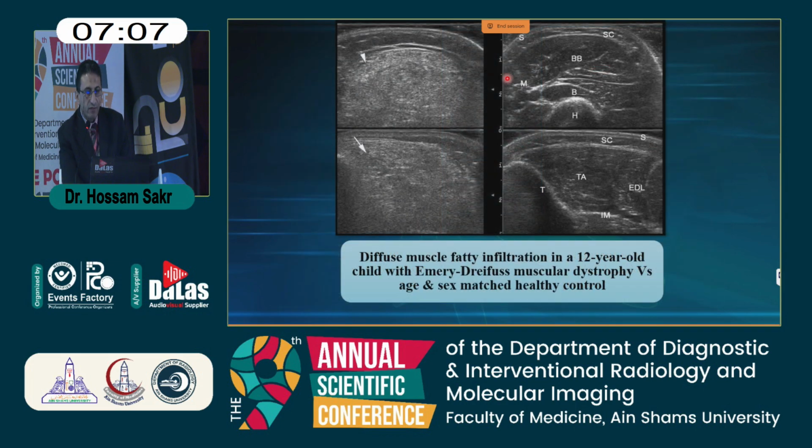This is an example of ultrasound fatty infiltration in a 12 year old child with Emery-Dreifuss muscular dystrophy compared with the normal age and sex matched control. The muscle with fatty infiltration shows increased echogenicity, while this is the normal appearance of muscles at this age.